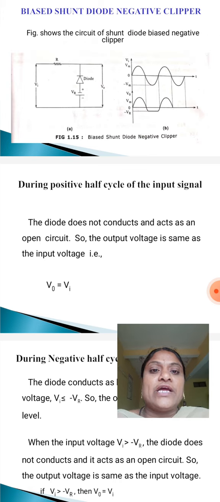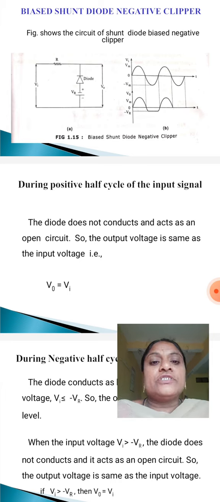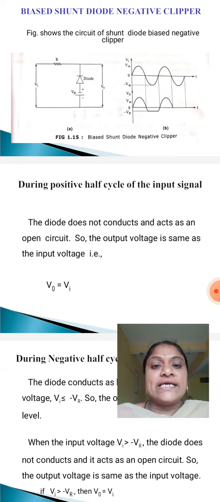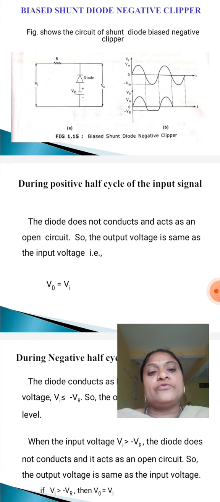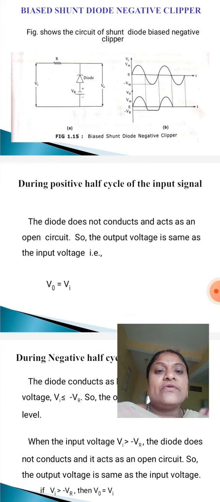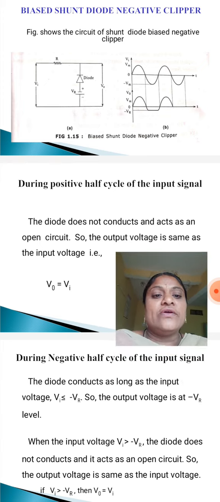So in this circuit, observe the circuit during the positive half cycle of the input signal. During the positive half cycle of the input signal, the diode does not conduct and acts as an open circuit. So the output voltage is the same as the input voltage, that is V0 is equal to Vi.